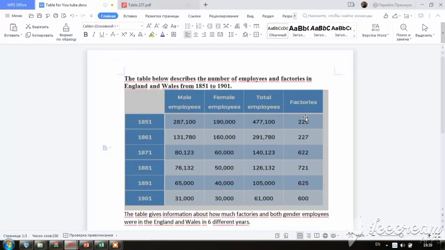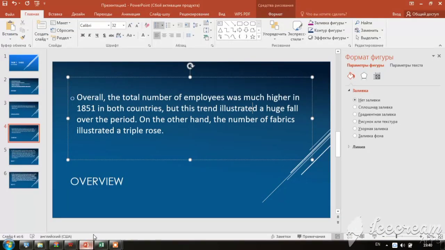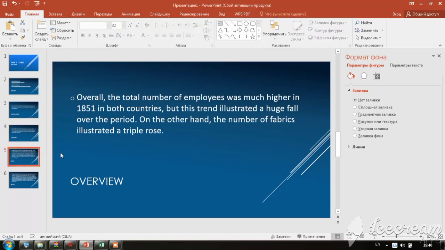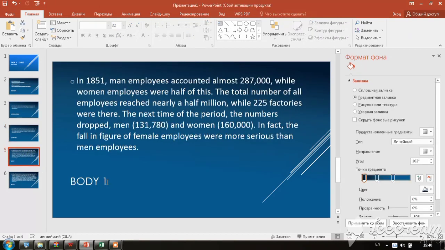On the other hand, the number of factories illustrated an almost triple rise. You can see the number of factories was 200 at the start, but after many years, the line rose to 600, and it's equal to triple. It's almost the same.